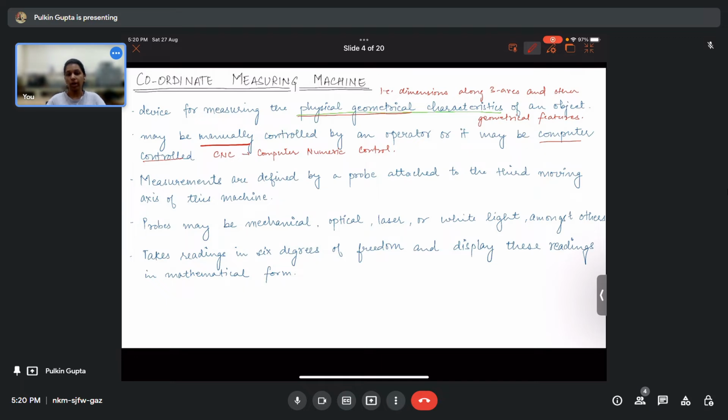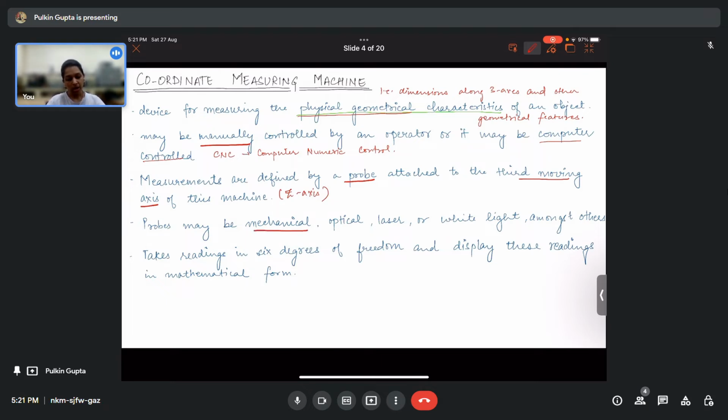or the physical object. Now, these measurements are defined by a probe attached to the third moving axis of this machine. The third moving axis means the z-axis. The first axis is the x-axis, second is the y-axis, and the third is the z-axis. Now, these probes can be either mechanical, optical, laser, or white light, among many others that exist. So, there are different kinds of probes that are used.